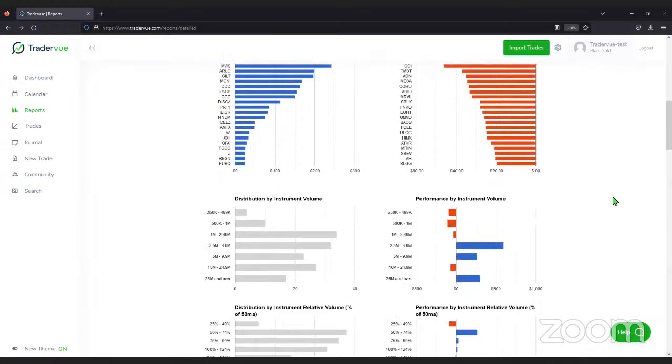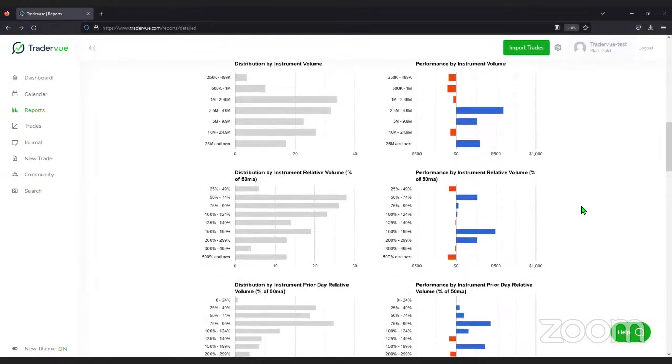So if we scroll down to performance by instrument volume, you can see that this trader tends to do really well in liquid stocks, stocks that traded more than 2.5 million shares for that day. They tend to do really well in terms of performance. So basically, this trader should be focusing a lot on liquidity, and seeing really good volume before getting involved.